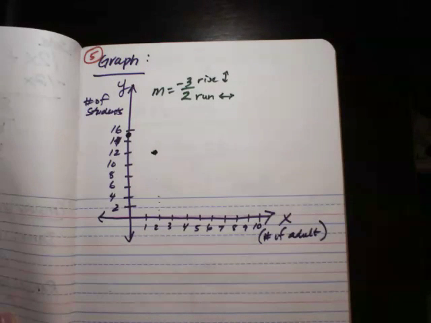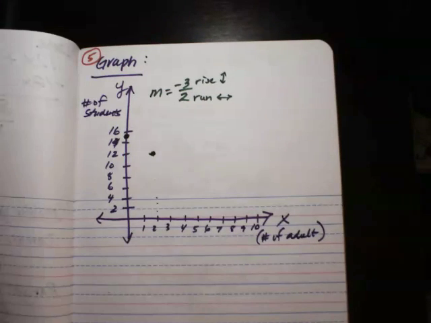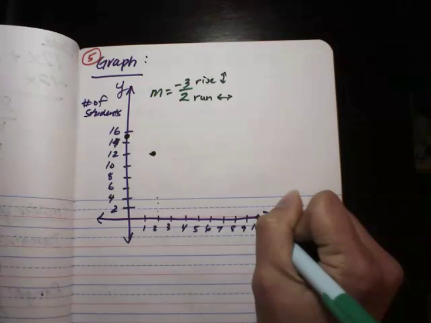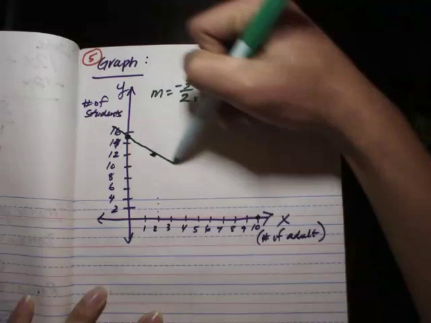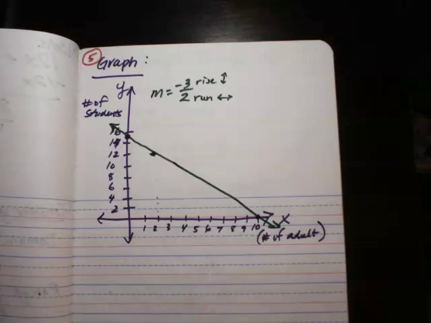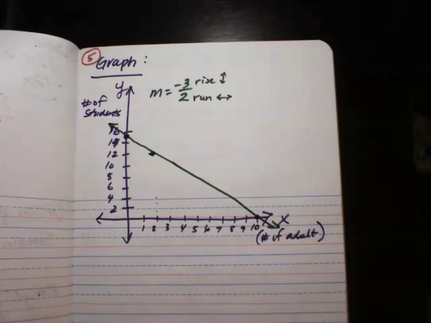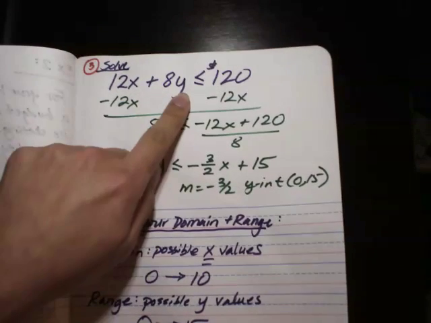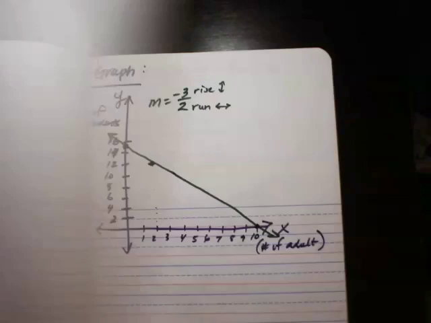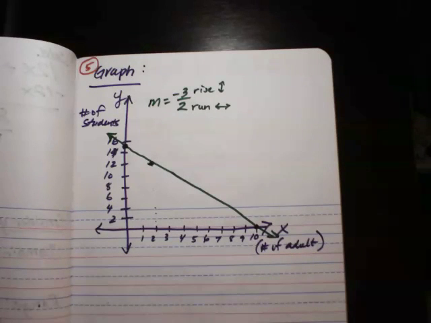I also know that at the max I can have 10 adults, so my line, if I used a ruler, should stretch here. Notice that I made a solid line. The reason is that you have to check your boundary types. The inequality has a less than or equal to symbol, so it is a solid line. Thinking about what areas you should shade in, we can always test points to see.